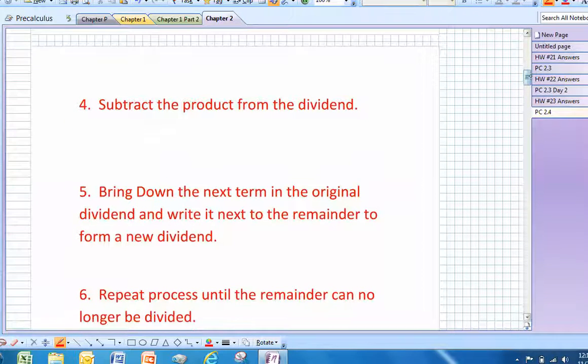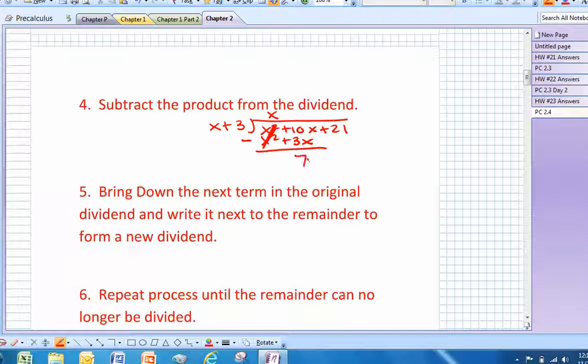So then step 4, and notice I'm just breaking this up for you. After I do that, I'm going to subtract. So x squared minus x squared cancels out. 10 minus 3 gives me 7x. Then step 5, if you notice, says to bring down the next term. So I'm going to bring down the 21.